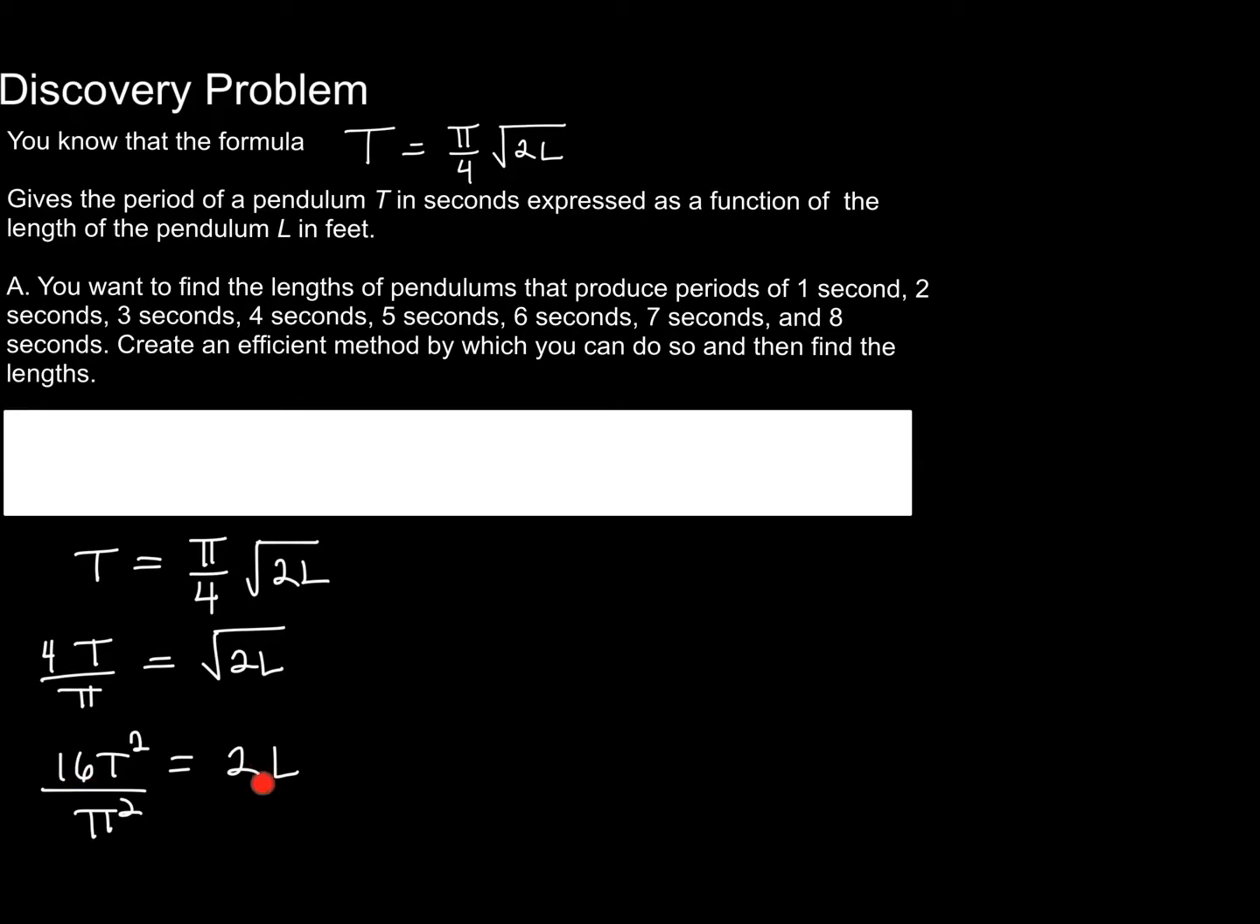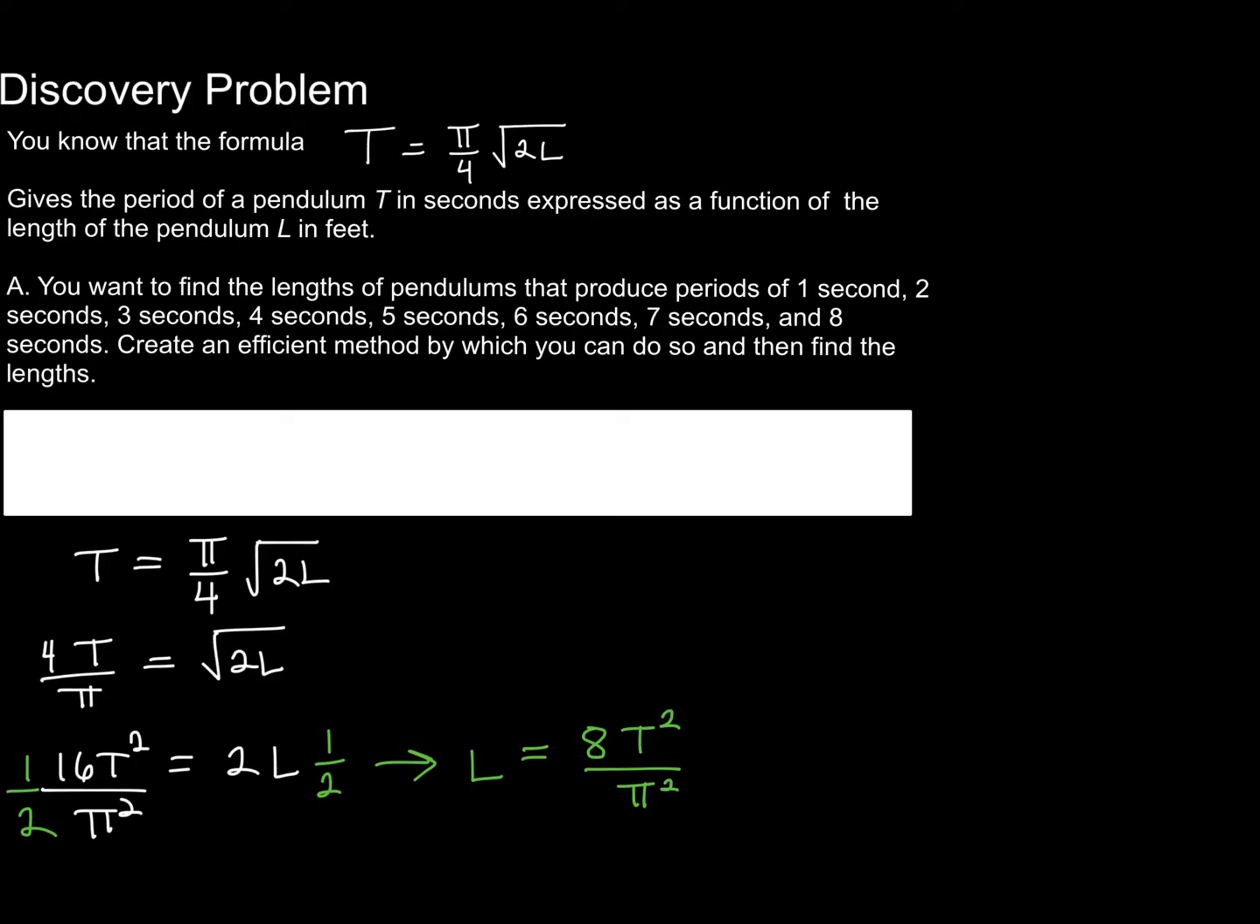So here I am squaring both sides. I have 4 squared, which is 16, t squared, and pi squared. And over here I have 2l. I now multiply by 1/2 on both sides, and this will allow me to isolate L. In other words, I will now have an equation for L. So L is equal to, on the left side, 16 divided by 2, and that is 8. So I'm going to have L equals 8 t squared over pi squared.